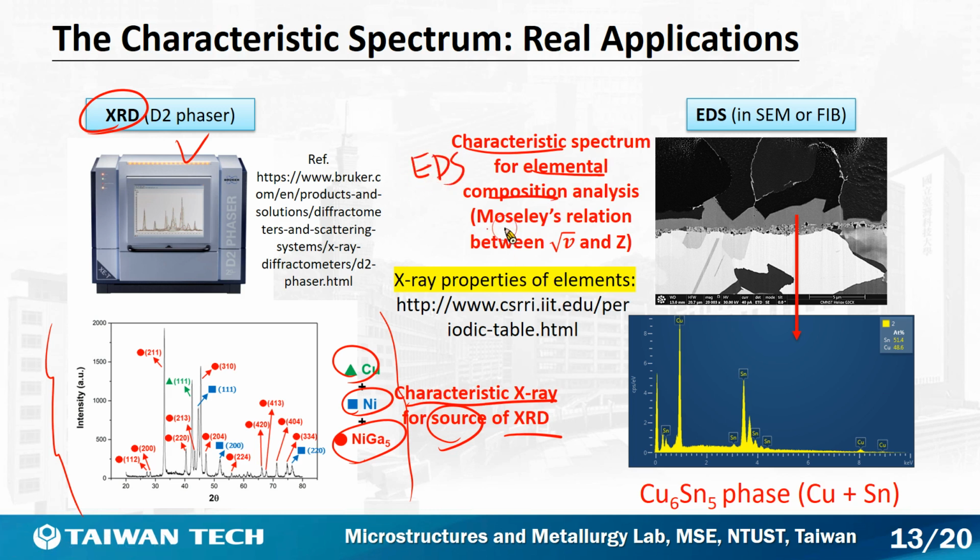So we just learned about the Moseley relationship. We have different frequencies and atomic numbers. So different frequencies could have different wavelengths, and of course different energy. So you see here, this is the energy, and different elements will show different peaks at different energies. So we can identify the atomic percent or weight percent of the elements. This is the EDS in SEM or FIB.